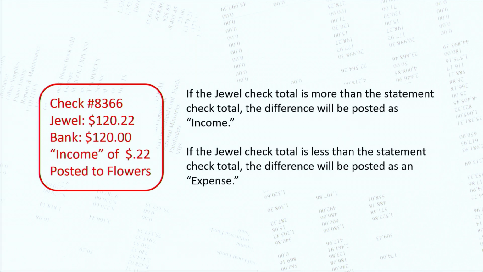If the Jewel check total is more than the statement check total, the difference will be posted as income. If the Jewel check total is less than the statement check total, the difference will be posted as an expense. So we have check 8366. In Jewel, $120.22. In the bank, $120. The difference is an income of 22 cents, and it will be posted to Flowers.